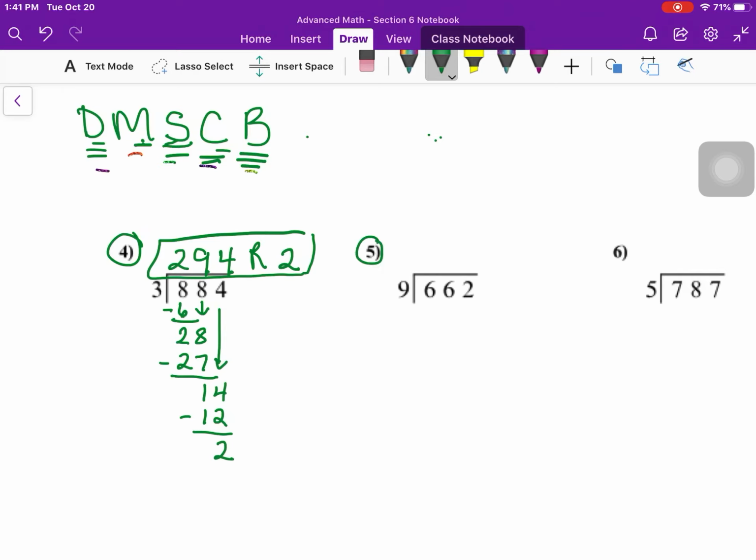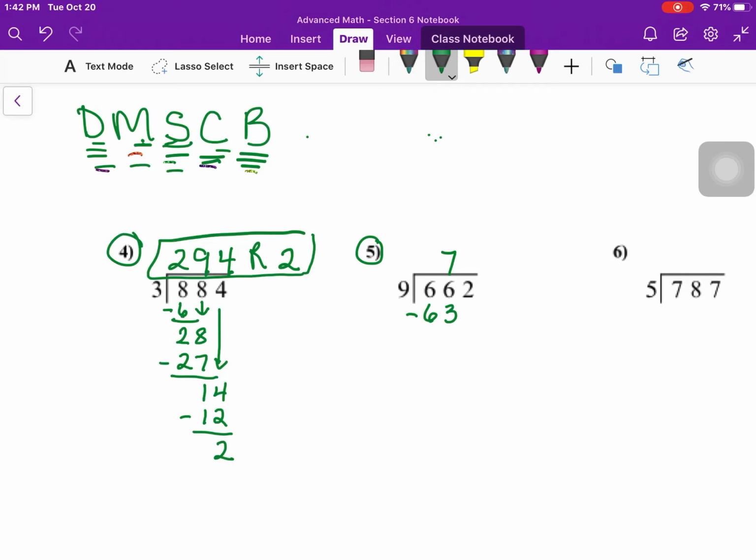We're on number 5, and we start by dividing, and we say, how many times does 9 go into 6? Well, 9's bigger than 6. That doesn't work. But 9 can go into 66, and it goes into there 7 times. So we put the 7 above the 6 this time. And then we decide to multiply. 7 times 9 is 63.